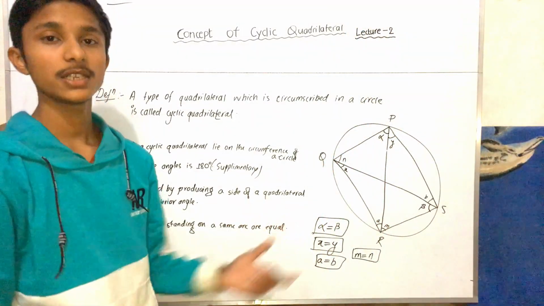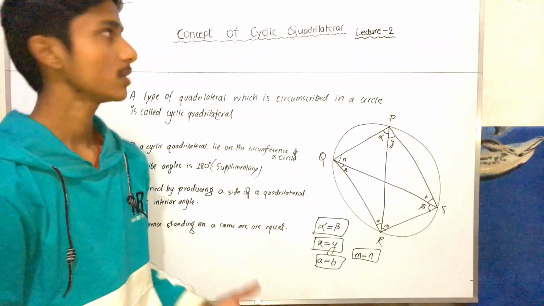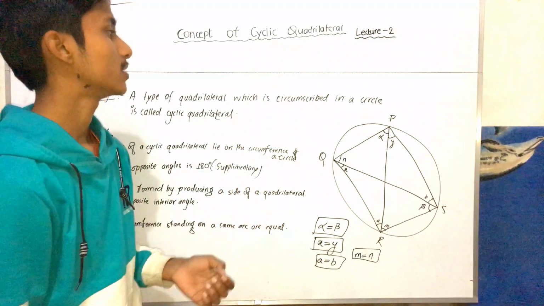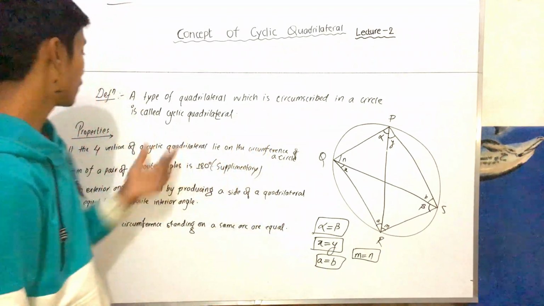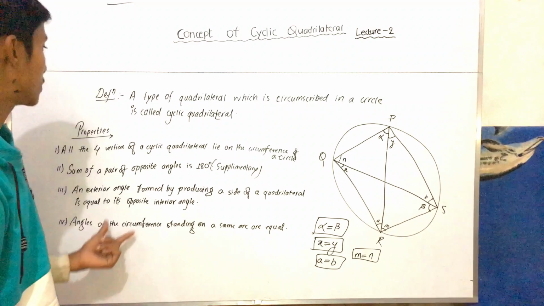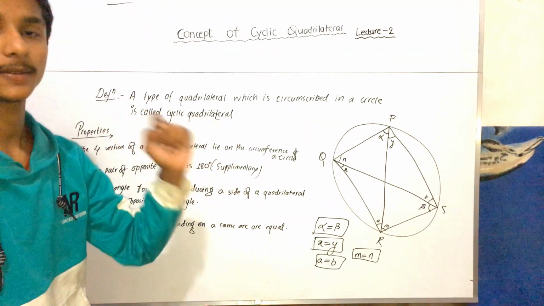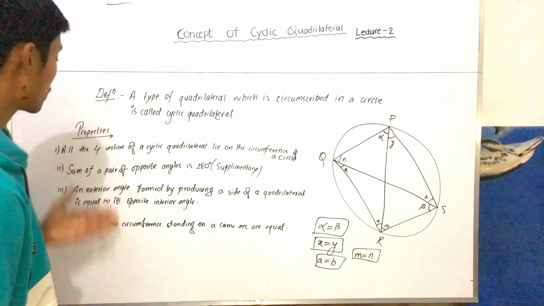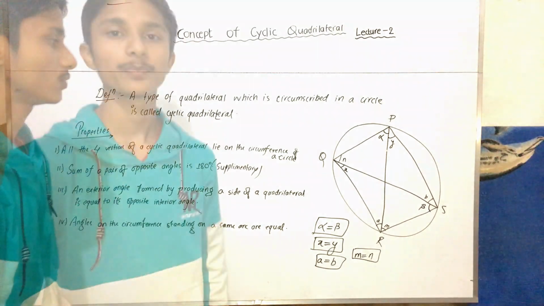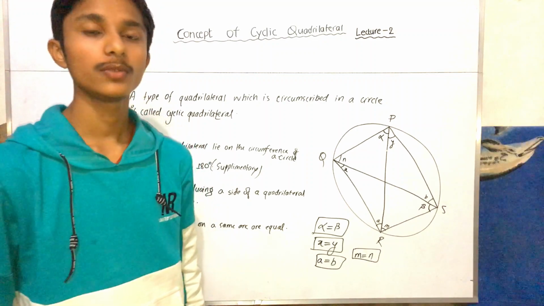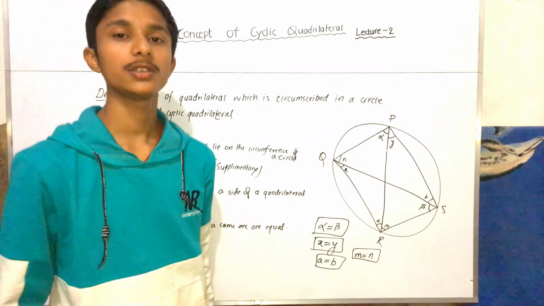So in this lecture we have discussed the concept of cyclic quadrilateral and its properties. We have discussed the definition of a cyclic quadrilateral, what a cyclic quadrilateral is, and what its properties are. And in another lecture we will discuss problems related to the circle.